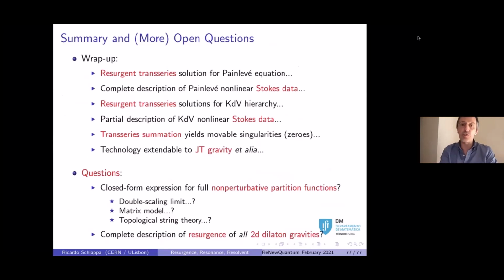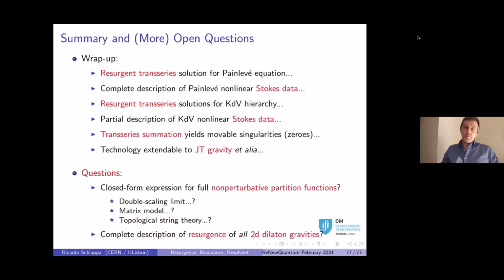I gave you a partial description of nonlinear Stokes data, but I think that probably we can get a full Stokes data. I didn't tell you about the relation to singularities, but I think at some stage the slides will be uploaded and you can take a look at them. And it seems that I also convinced you that this technology is extendable to JT gravity and other sort of dilaton, AdS2 dilaton gravities.